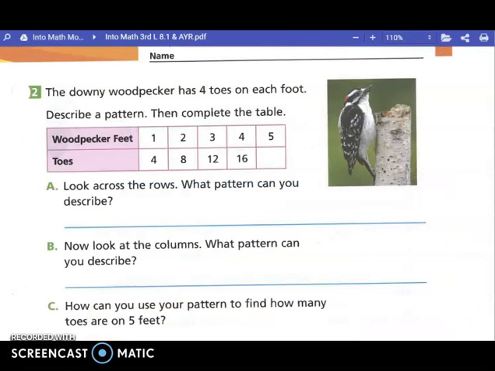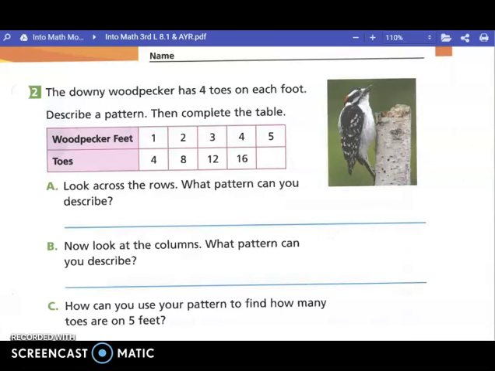A downy woodpecker has 4 toes. You should have gone to your next page. Has 4 toes on each foot. Describe the pattern, then complete the table. Okay, the table's already completed for you, right? Oh, there's one missing. So one woodpecker has 4 toes, or 1 foot.